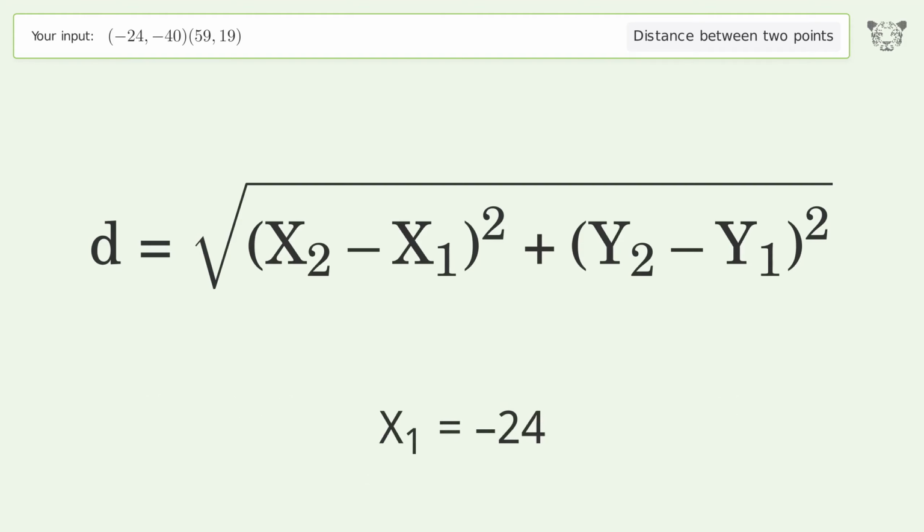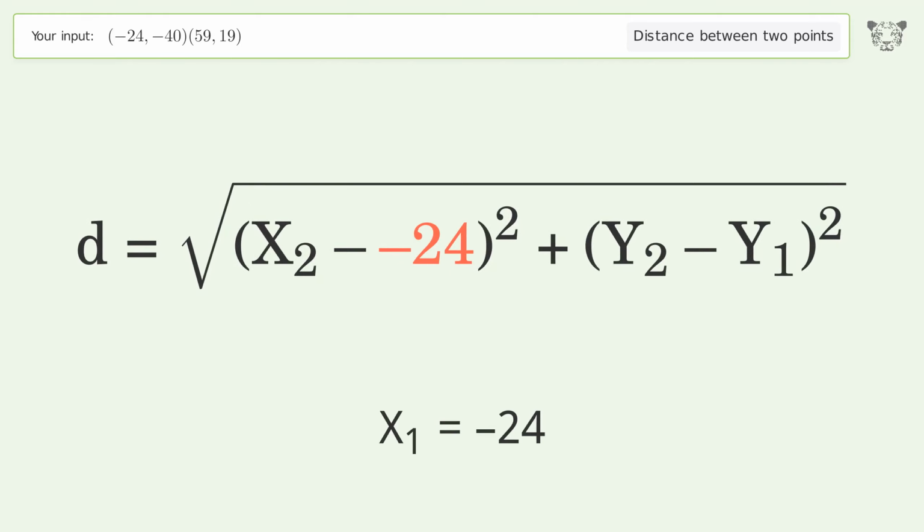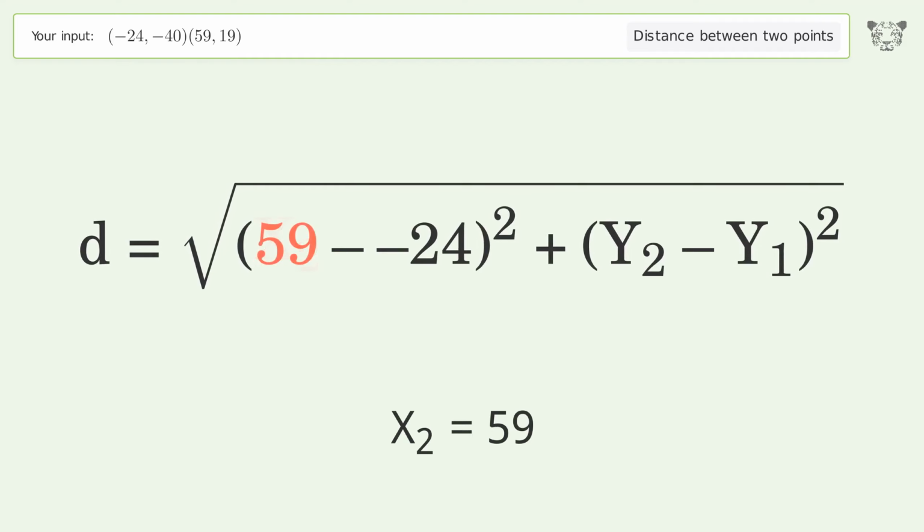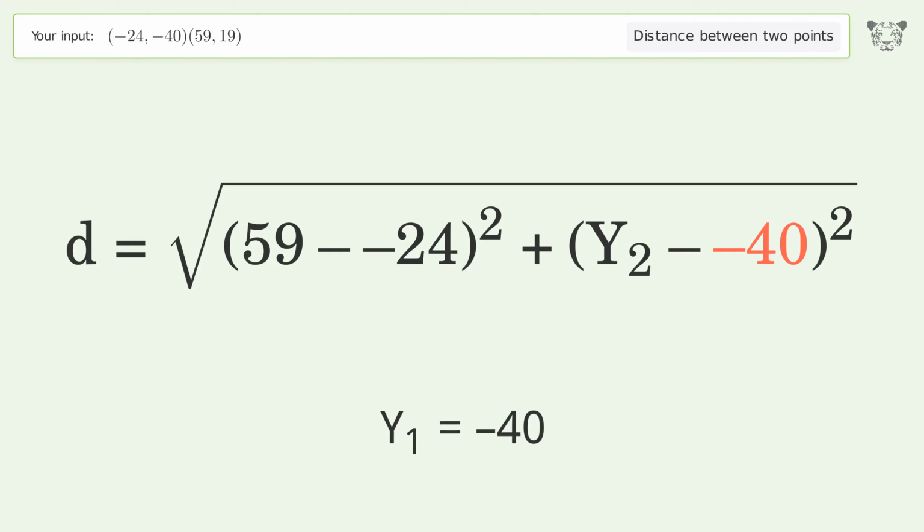x1 equals -24. x2 equals 59. y1 equals -40. y2 equals 19.